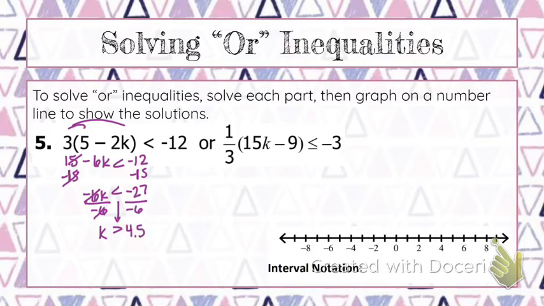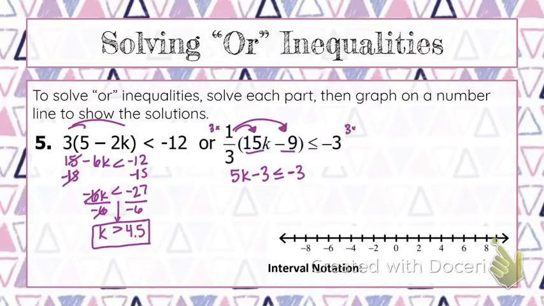Okay, so that's the first part of our inequality. Then we have this one. So these are both divisible by 3, so I'm going to go ahead and distribute the 1/3 because it's not too hard on this one. So 1/3 of 15 is 5, so we'll have 5k, and 1/3 of 9 is 3. So we have 5k minus 3 is less than or equal to -3. The other option you could have done would be to multiply both sides by 3, and that would cancel this, and you'd have a -9 over here. But I'm not going to do it that way.